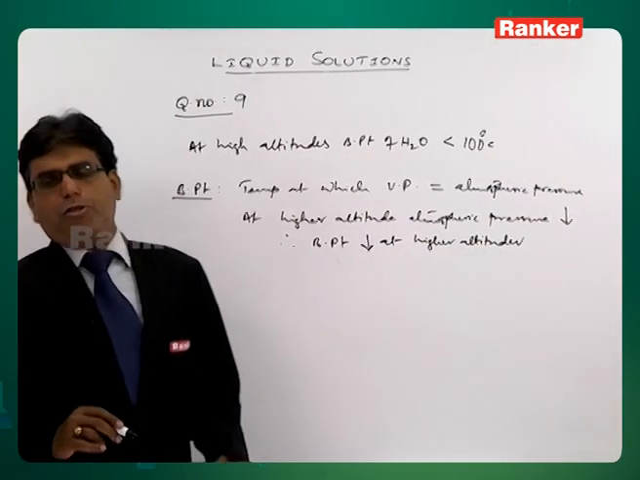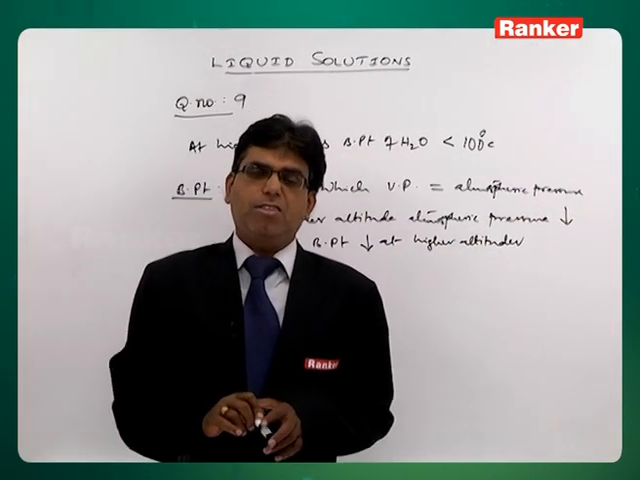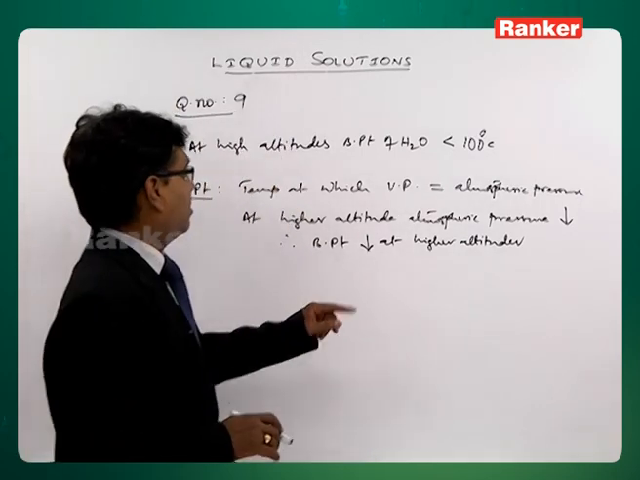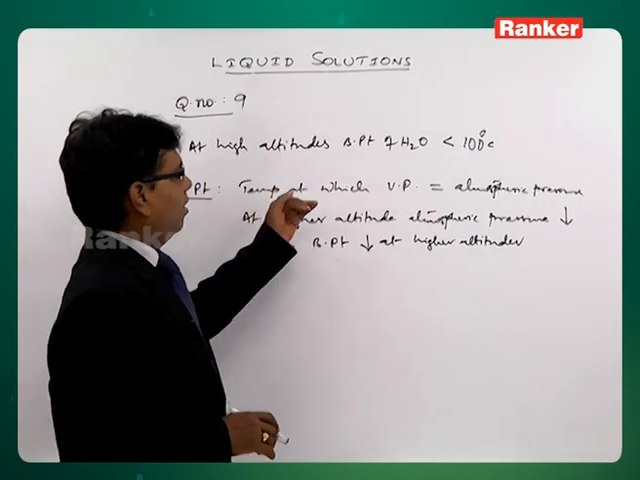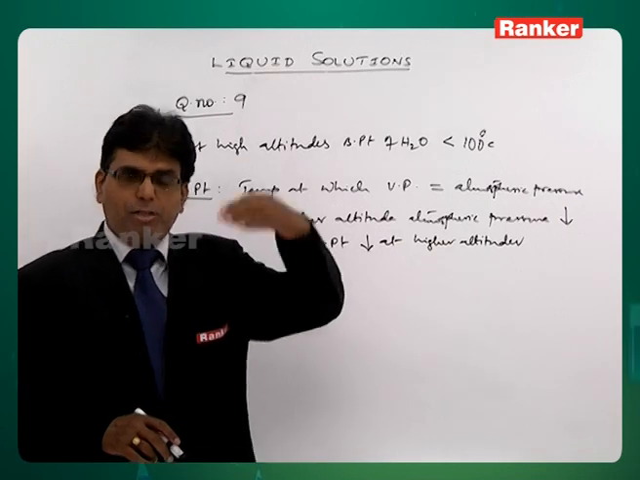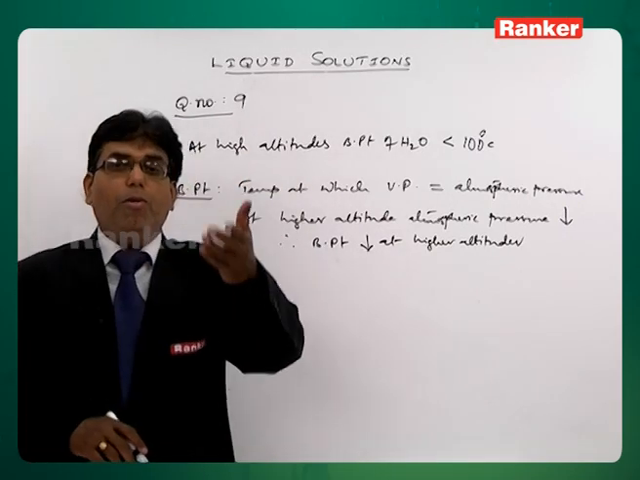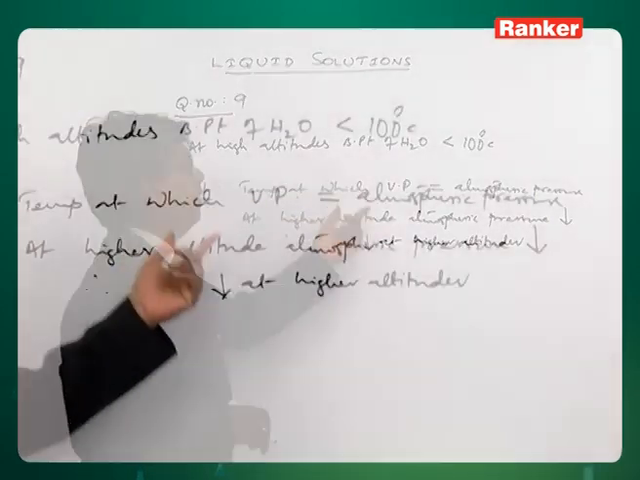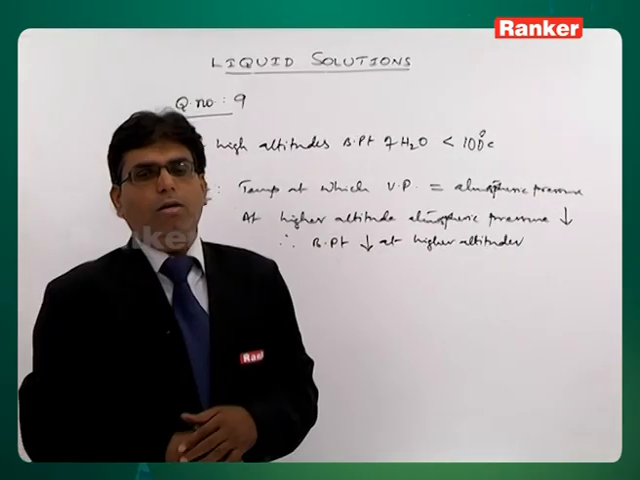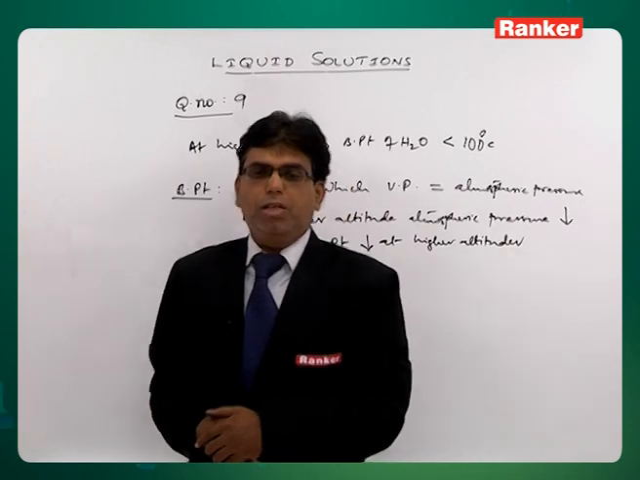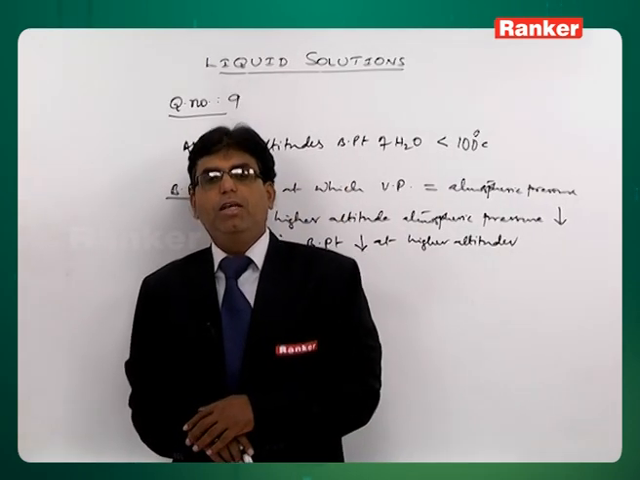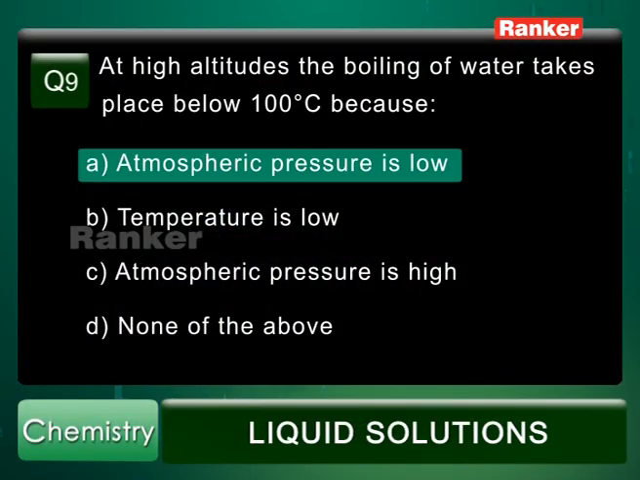As we go to higher altitudes, atmospheric pressure decreases. As the atmospheric pressure decreases, the liquid reaches that pressure faster, at a relatively lower temperature, which means the boiling point decreases. So, the atmospheric pressure becomes low should be the correct answer. So, the correct option is option A.